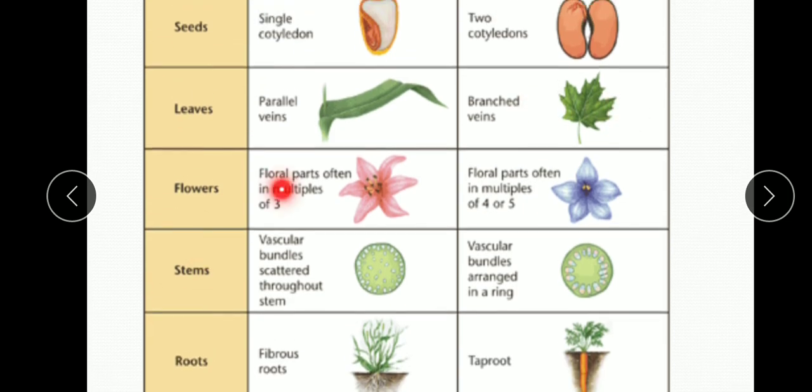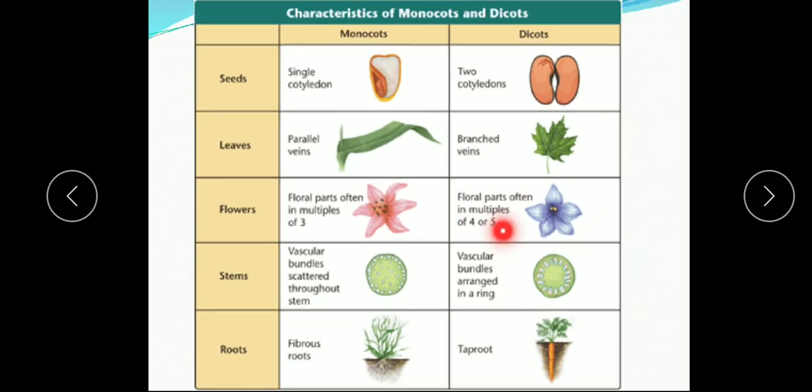Then the flowers. In the monocot, floral parts are often in multiples of 3. It means a trimerous flower, where all the floral whorls are in multiples of 3, and here the floral parts are often in multiples of 4 or 5, so tetramerous or pentamerous.